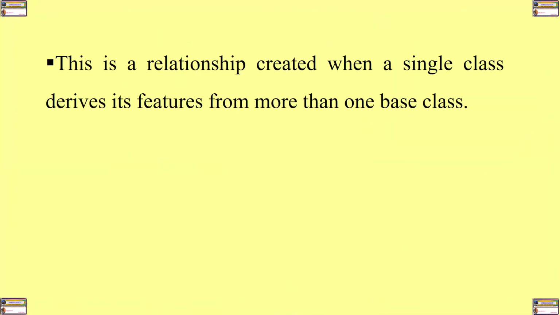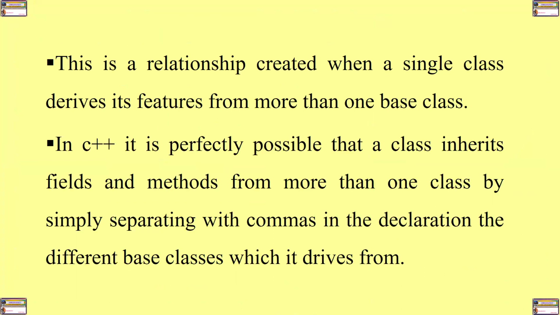What is multiple inheritance? Multiple inheritance is a relationship that is created when a single class derives its features from more than one base class. In C++, it is perfectly possible that a class inherits functions and methods from more than one class by simply separating with commas in the declaration the different base classes which it derives from.